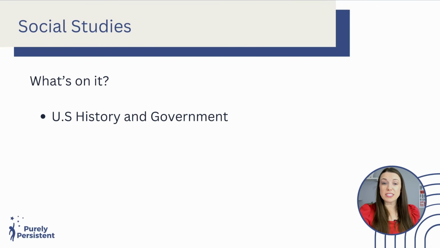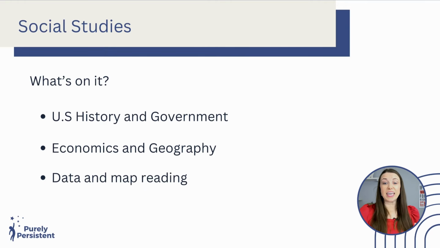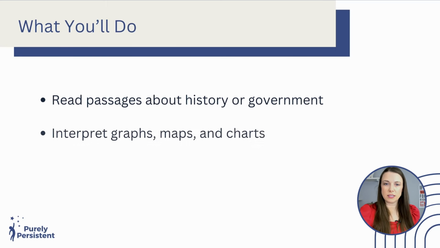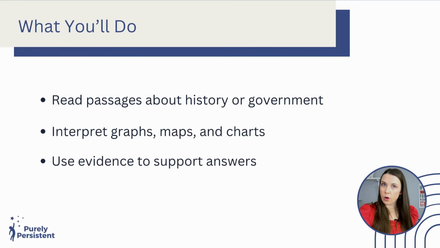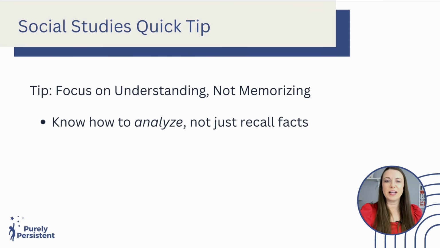Okay, now we have social studies. So we have U.S. history and government, economics and geography, as well as data and map reading. So, similar to the science test, you're going to read passages about history or government. You're also going to interpret graphs, maps, and charts. And as a bonus, you're also going to sometimes have political cartoons that you'll have to analyze. And of course, we need to use evidence to support those answers. So focus on understanding the concepts. Again, you don't need to memorize too much. There are some concepts that it's good to know, but know how to analyze and think critically.